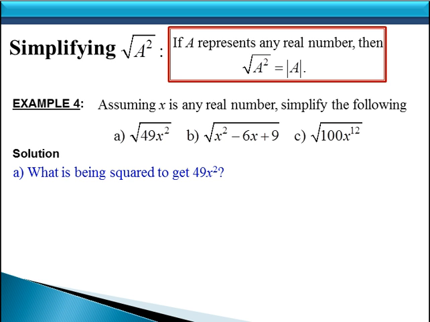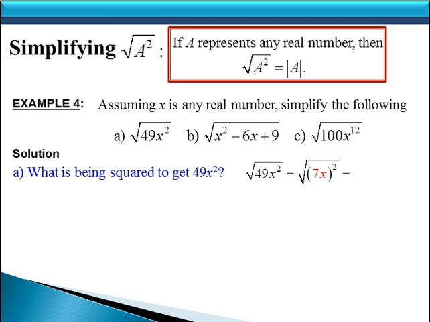I would have to square 7 to get 49. And I just need to square an x to get the x squared. So the expression that I would need to square to get 49x squared is 7x. So now this is written in the form that we need to use our rule, where the 7x is like our a. Can you see that?